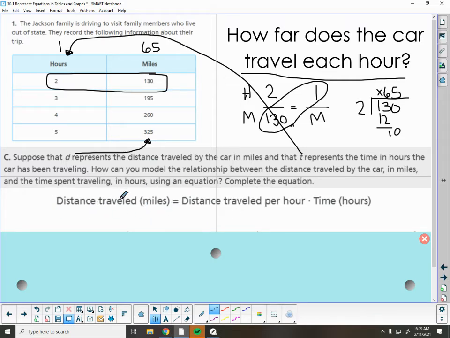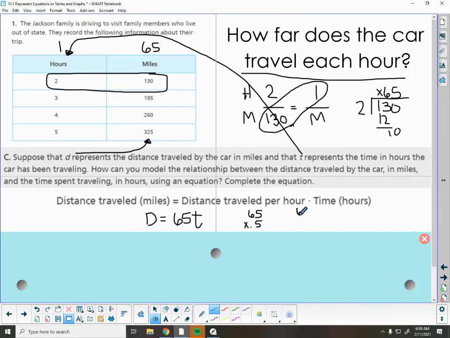So we've got our miles, which is our distance traveled. The distance traveled per hour we know is 65, and then the time. So for our distance, our miles, we can take 65 and times it by any amount of time, and that will tell us how far we're driving. If I wanted to go for half an hour, I could do 65 times 0.5, and that would tell me how far I could drive.